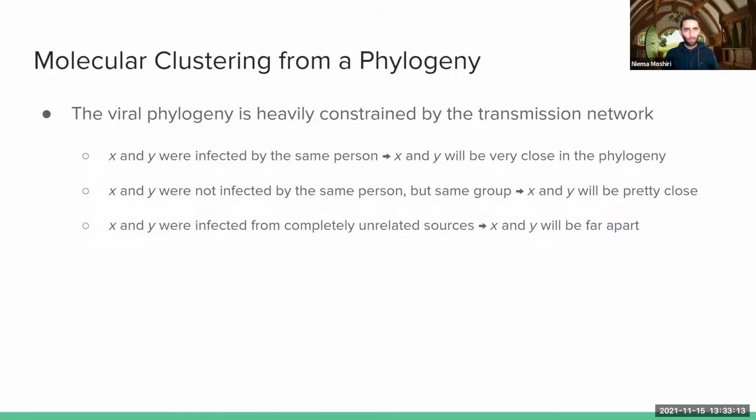Versus if X and Y were infected from completely unrelated sources, we would expect X and Y to be super, super far apart on the tree. They might even be on opposite sides of the tree. So they're going to be super, super far apart.